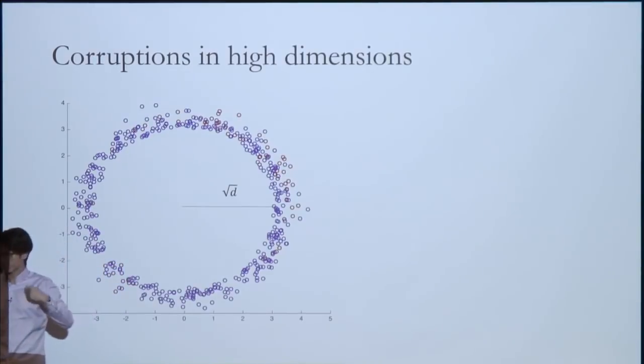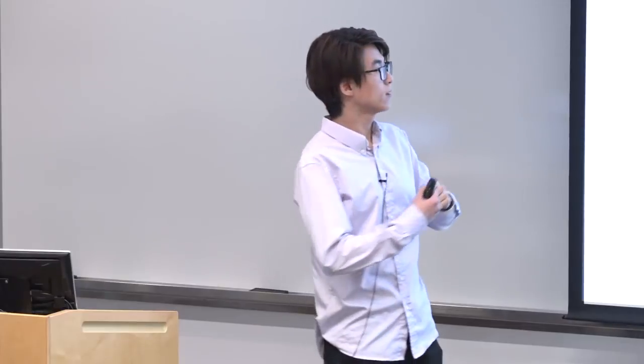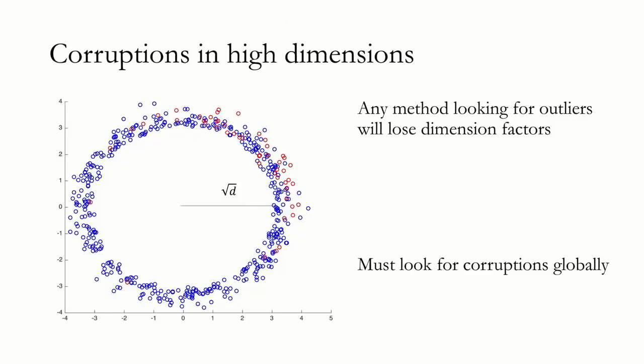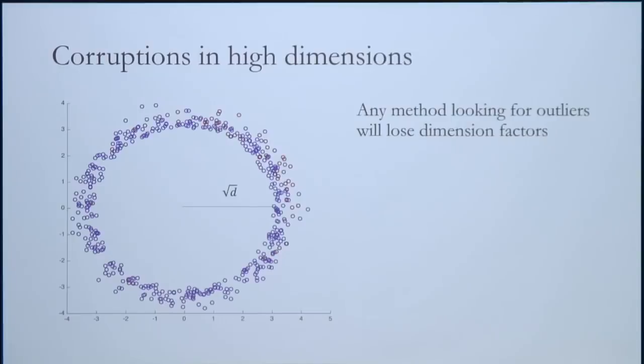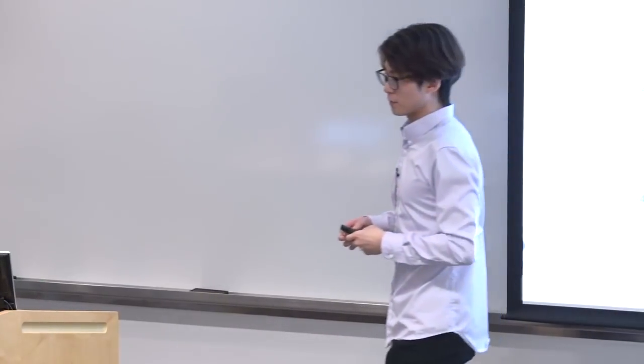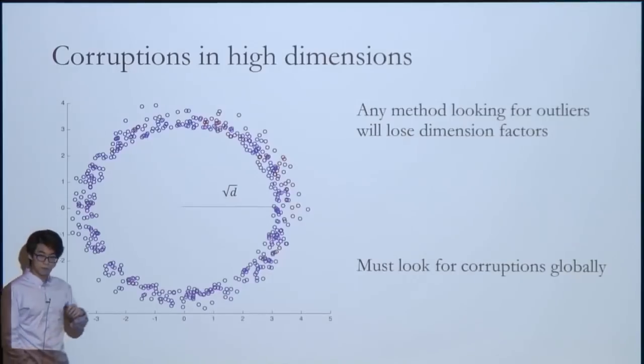And so as you scale up the dimension, your error is going to get really bad as your dimensionality increases. Any method which tries to look at it in a naive way, just trying to figure out whether a single point by itself is an outlier, is going to get stuck at this epsilon times root d. It gets really bad as dimensionality is 1,000, tens of thousands, hundreds of thousands, or whatever. So somehow you have to look for corruptions globally. But it's not clear how.